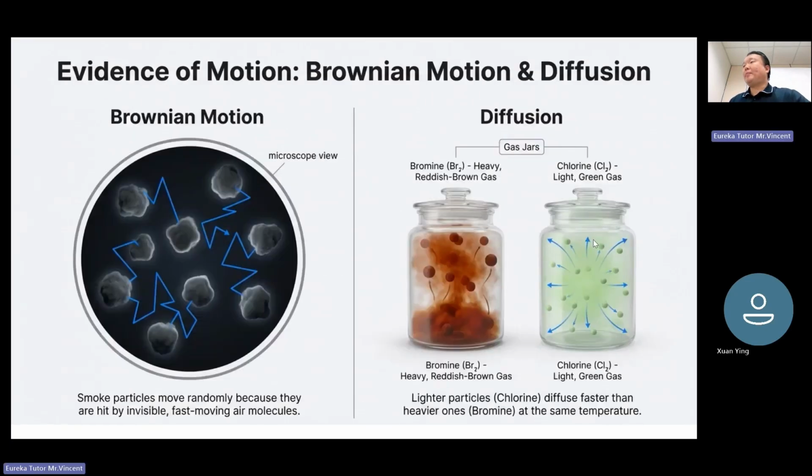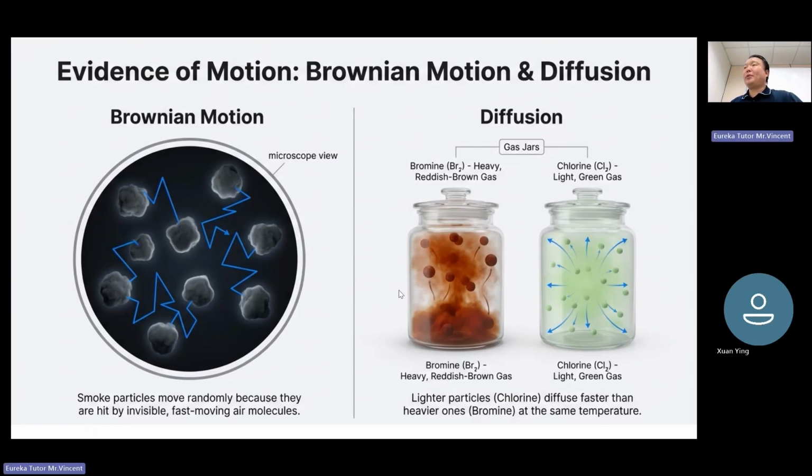Next, Brownian motion and diffusion. The diagram shows Brownian motion of smoke particles, an enlarged microscope view. They move randomly because they are hit by invisible air molecules, and this proves particles are always moving. So the small particles move randomly, hit by invisible, fast-moving air molecules. This statement is very important.